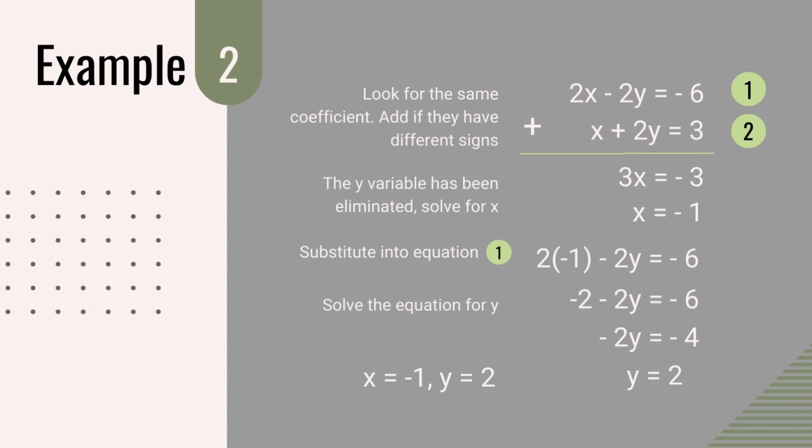So if I solve this, 2 multiplied by minus 1 minus 2y is equal to minus 6. So 2 times minus 1 is minus 2. Minus 2 minus 2y is equal to minus 6. Then I have that my minus 2y will be equal to minus 6 plus 2, which is minus 4. So my y will be equal to minus 4 divided by minus 2, and that will give me 2. So my x is minus 1 and my y is 2.